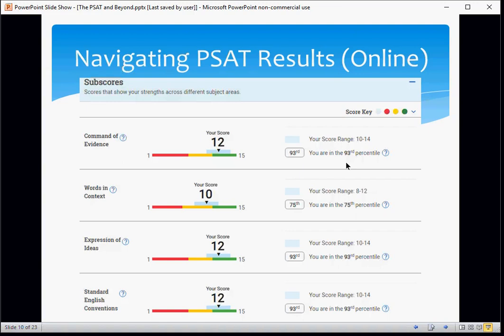It's 93rd percentile for someone who is a junior in high school. The maximum score being 15, that's pretty close. That's in the higher range. For words and context, this is more sort of vocabulary-oriented questions on the test. The student received 10 out of 15. That's still a good score, but it's not in this green band, which is the highest area. And so you can see that is a little bit lower of a percentile.